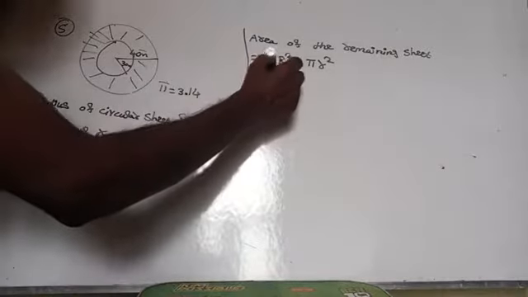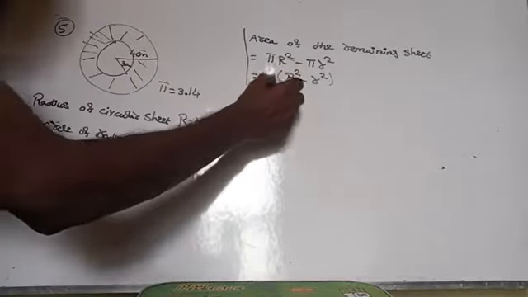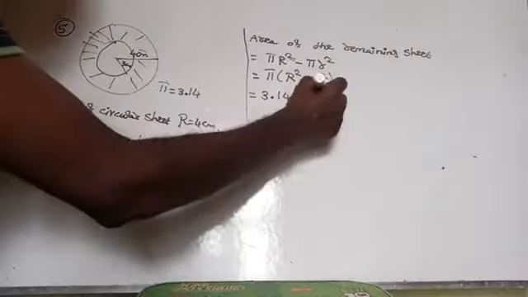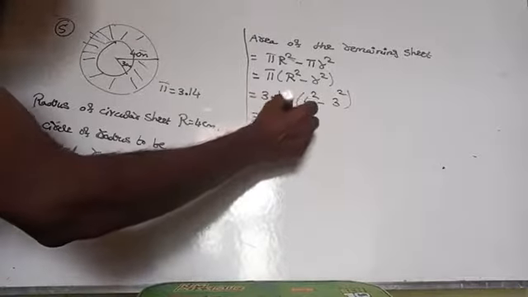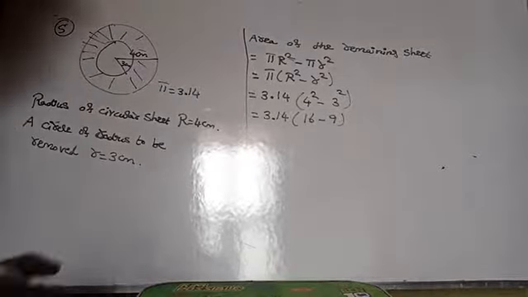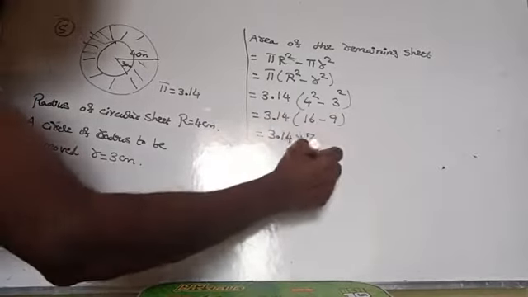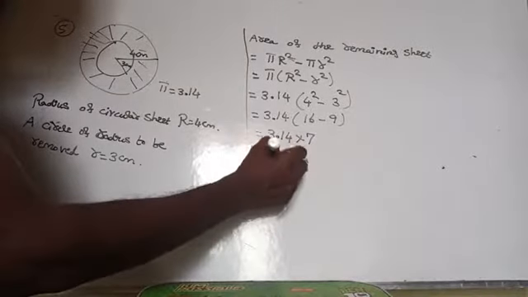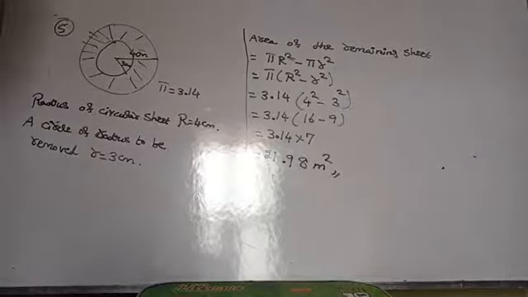Yes. What can you do now? Capital pi into R square minus small r square you can write. The value of pi is given as 3.14, and capital R is nothing but 4 square, and small r is 3 square. Yes. Now 3.14, 4 square is 16, 3 square is 9. So 3.14 into 16 minus 9, which is 7. 7 4s are 28, 7 plus 2 is 9, 3 7s are 21. So 21.98 meter square, which is the area of the remaining sheet.